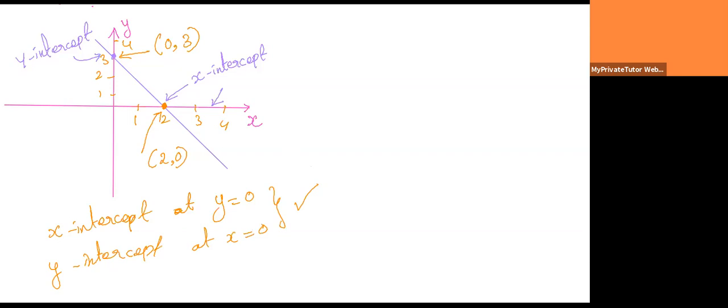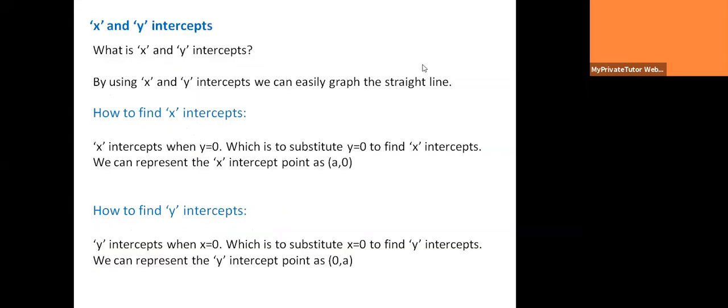So please let me know, guys, if you have any questions. Okay. So if not, let me share the PPT. Just go through the definition, guys. So this is what I have explained. By using X and Y-intercepts, we can easily draw the graph. That we'll learn. So how to find the X and Y-intercepts? For X-intercept, just substitute Y value as 0, and for Y-intercept, just substitute X value as 0.